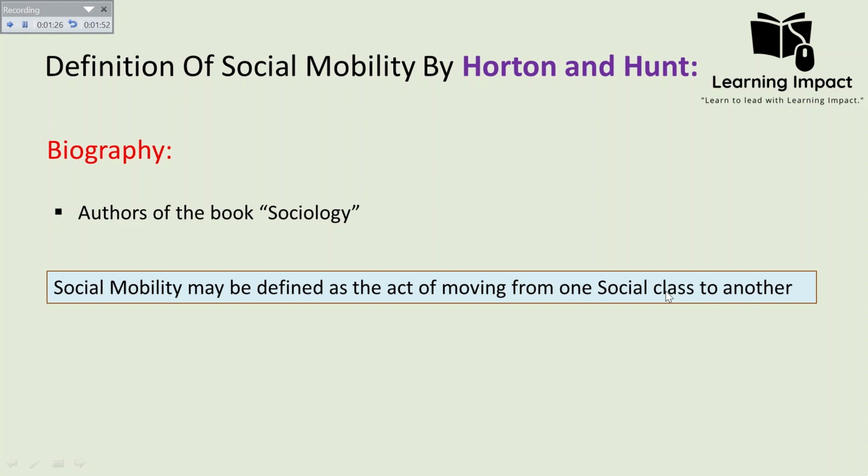So according to Horton and Hunt, social mobility is movement from one social class to another, which might be upward or downward. For example, if a person from the upper class moves down to the middle or lower class because he faces losses in his business, this is also social mobility. But remember that this definition is not very inclusive, because there are also some societies, like the Indian society, where the caste system is more prominent. So social mobility in Indian society exists in the context of caste. We can say that the Horton and Hunt definition, although it discusses social mobility in one way, doesn't give a more inclusive definition of it.